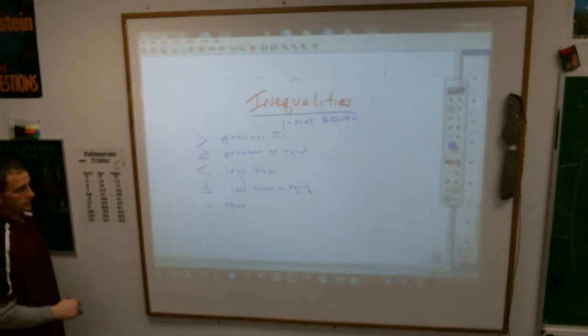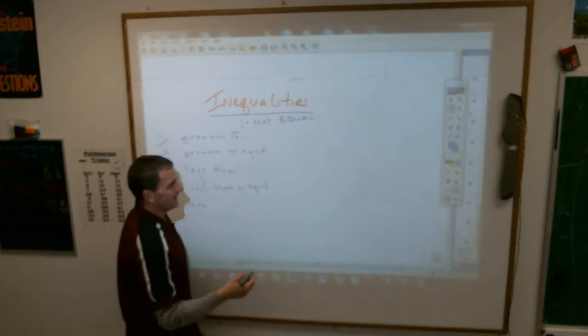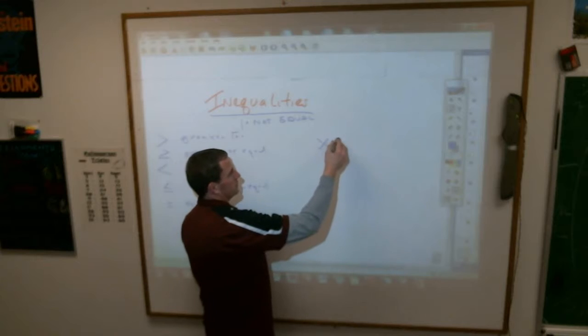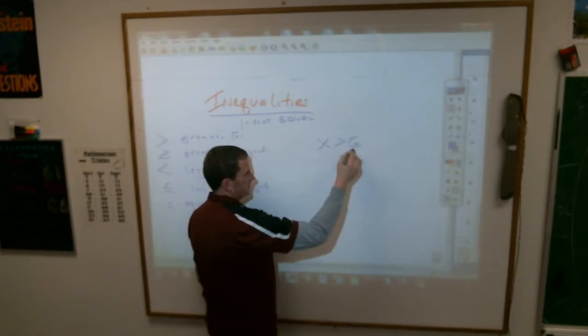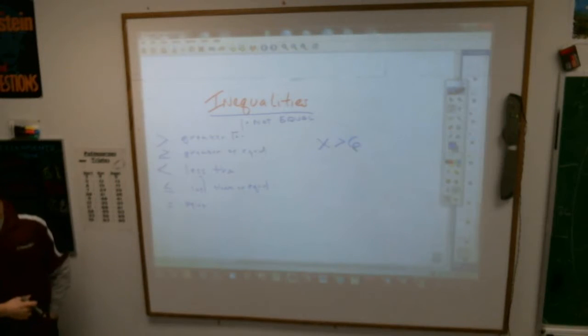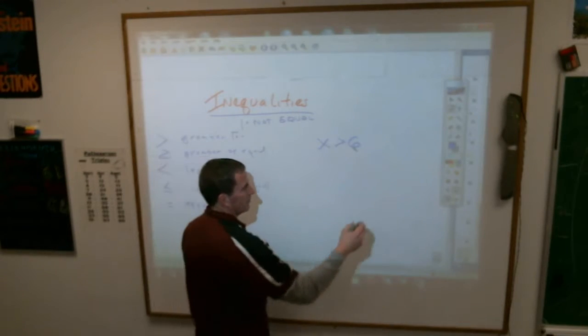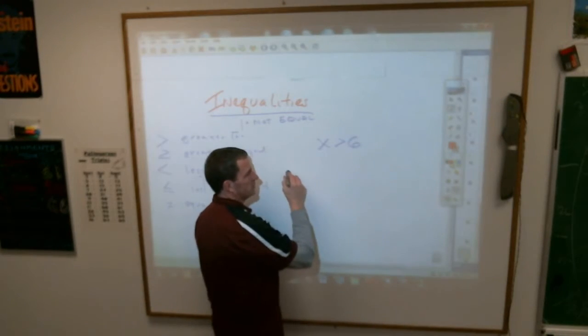And when we do these, a lot of times they will ask you to, because if I gave you this, if I said x is greater than 6, what would be the answers for x? Numbers that are greater than 6, Riley, would be everything above 6. And it's kind of hard to give all those answers if I asked you to rattle them all off. So when we graph these, we use a number line.